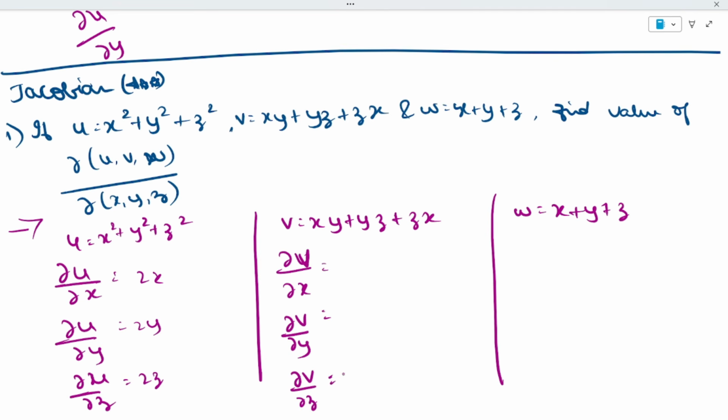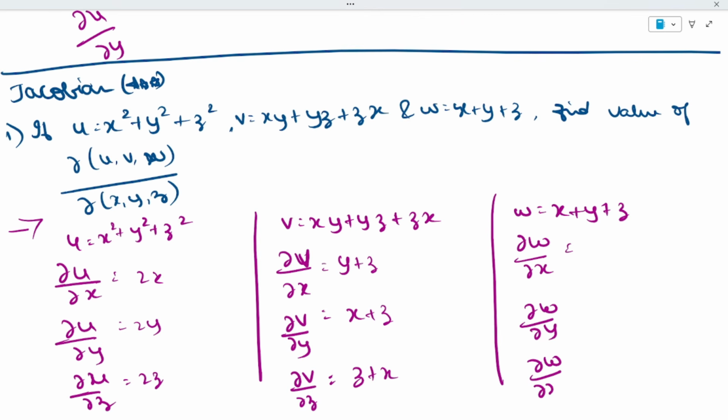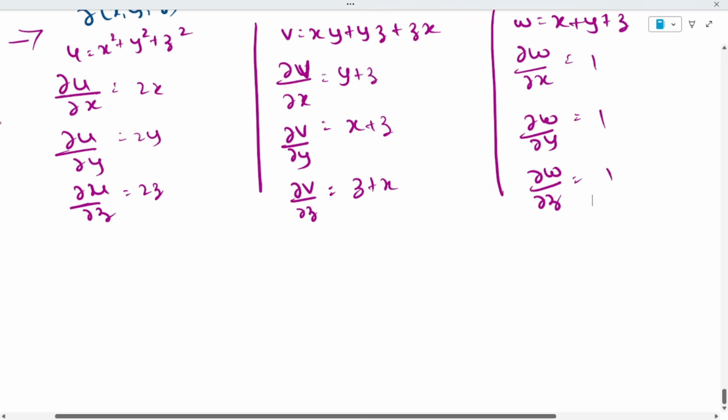The same way you need to do here, it will be y plus z, and here it will be x plus z, here it will be z plus x. The same way del w divided by del x, del w divided by del y, del w divided by del z, it will be 1, 1, 1. If you do the partial differentiation, one step is over. 25% of the completed problem is done.